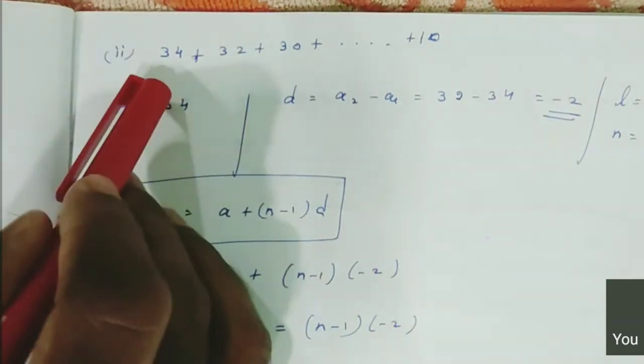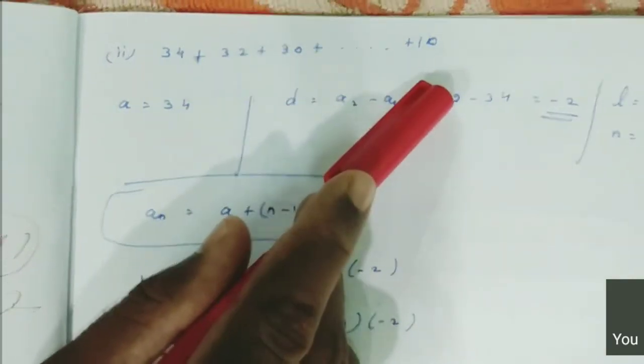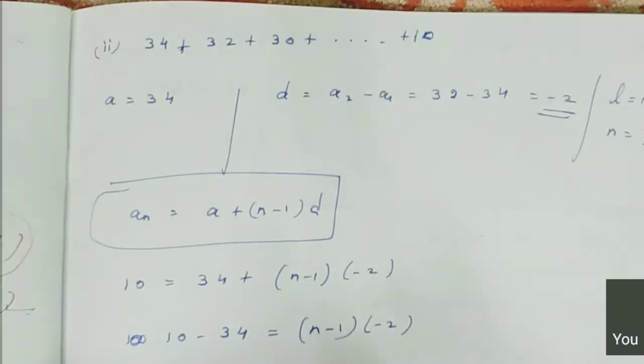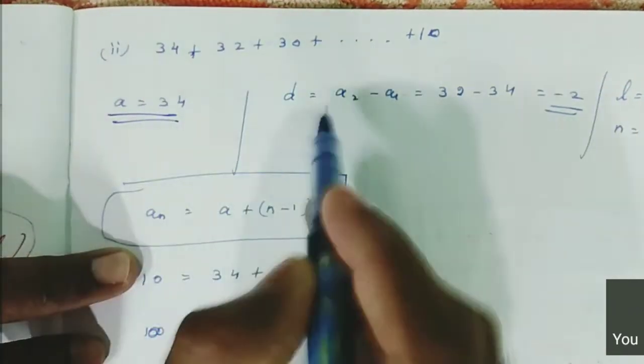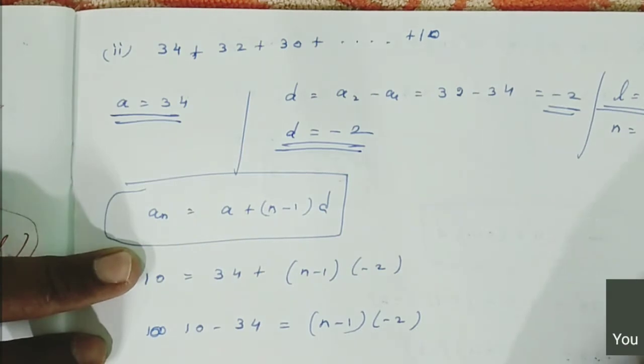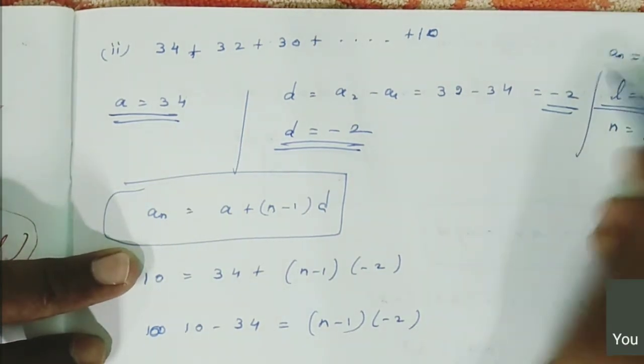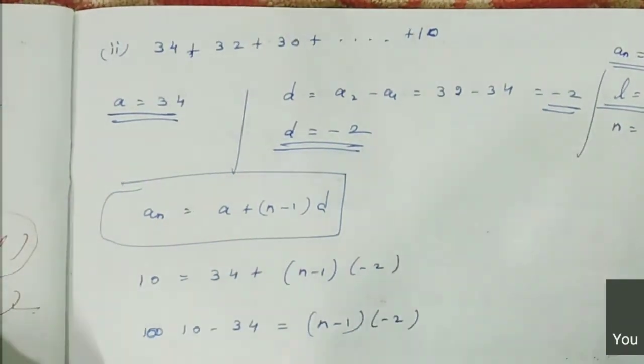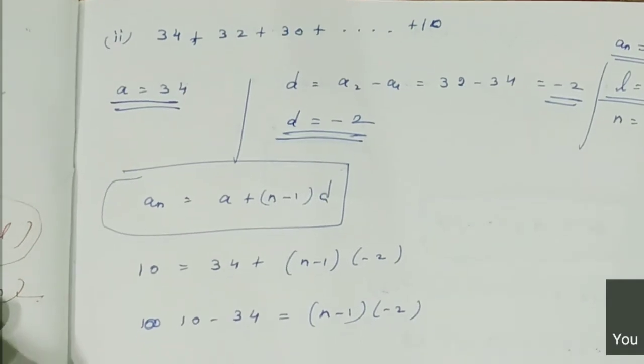So next problem. See here, listen all of you. Next problem: 34, 32, 30, etc., 10. So here also they given a value and d value. d is equal to minus 2. L value, L means last term or an, that is 10. Right? We need to find n. So how will you find the n value?